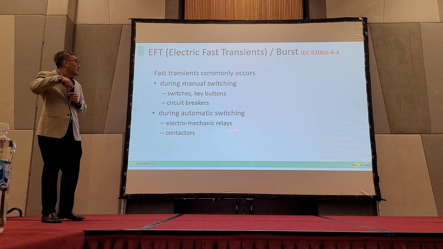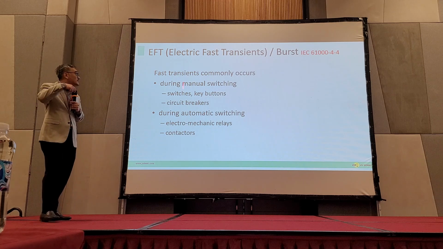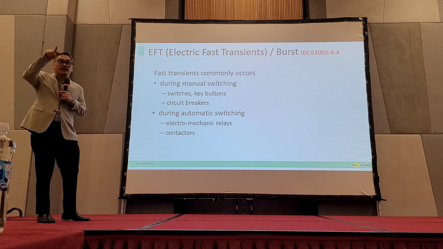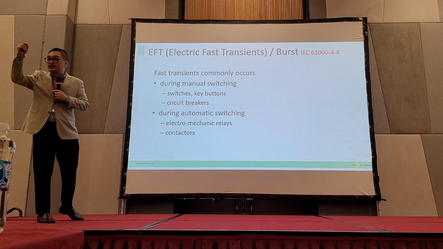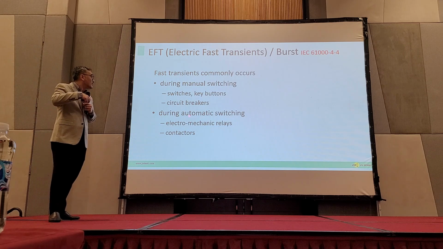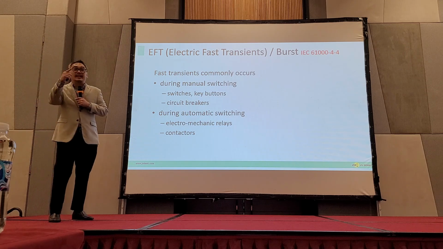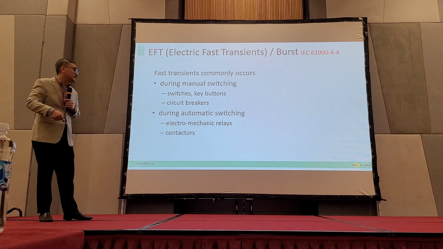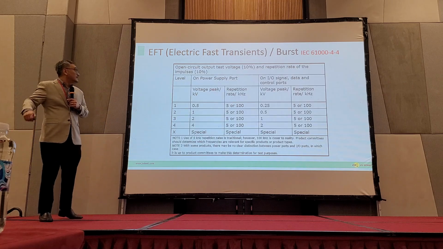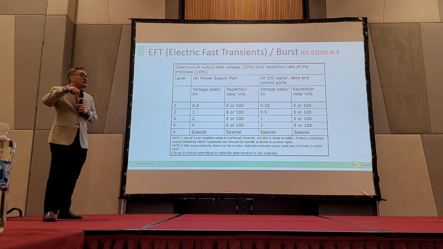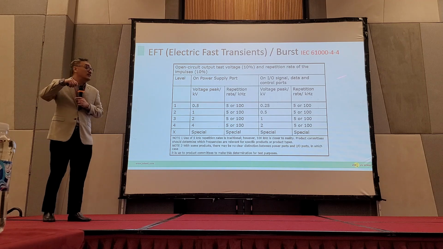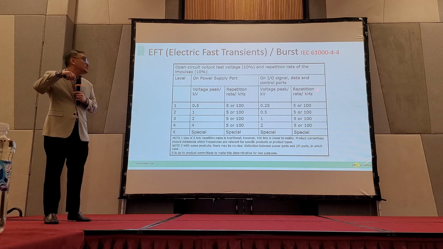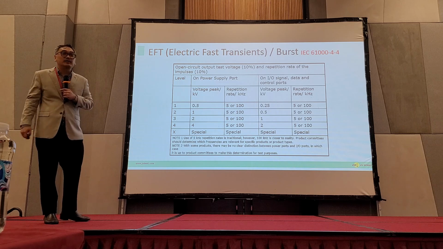The fast transition usually occurs in manual switching, like I said, on off, on off, or in automatic switching in a relay. The relay is on off, on off, so you will create bursts as well. Defined by the standard, we need to do testing on the power platforms. We also need to do it on the I/O signals.